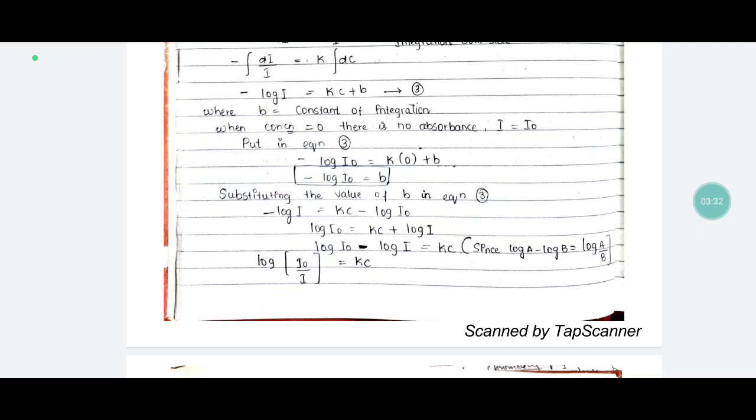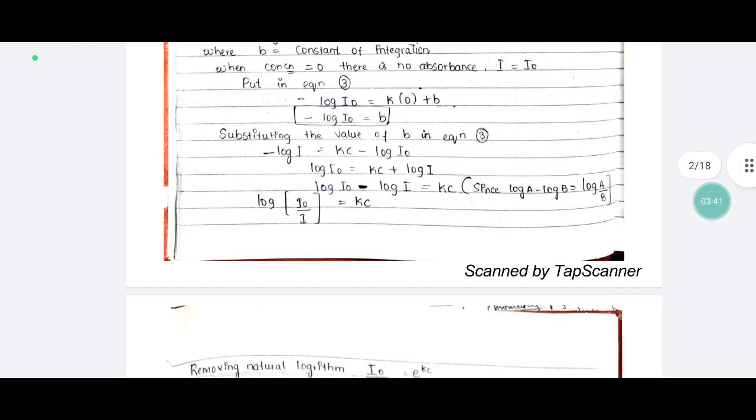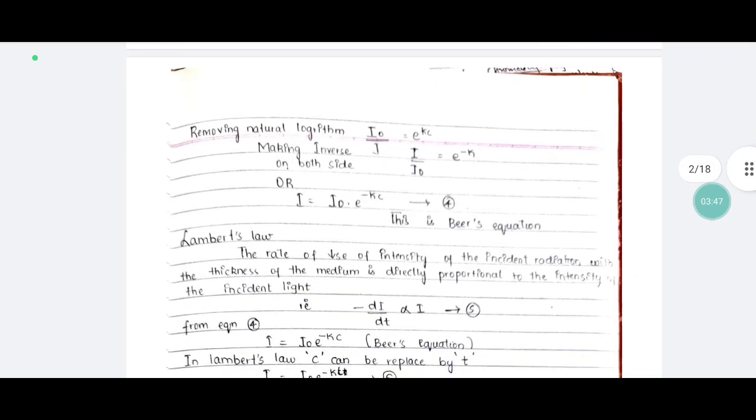Since log a minus log b is equal to log a divided by b, log I naught and I become a and b, which gives kC, the proportionality constant and the concentration. Removing the natural logarithm from the equation, I naught by I is equal to e to the kC, or inverting both sides, I divided by I naught is equal to e to the minus kC, or I is equal to I naught into e to the minus kC. This is the Beers equation.